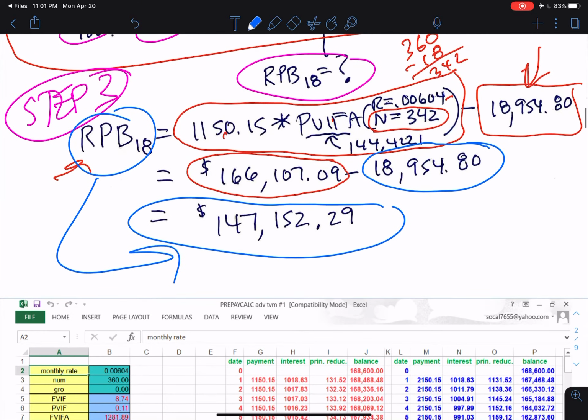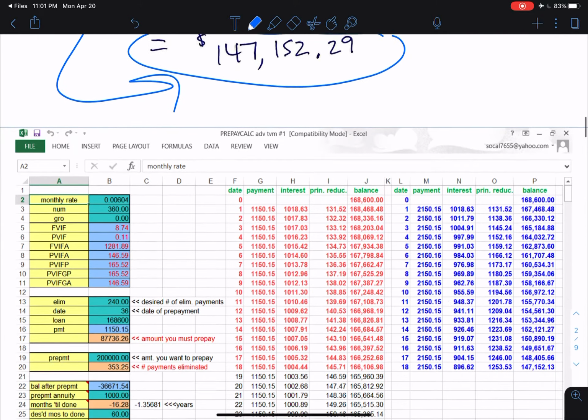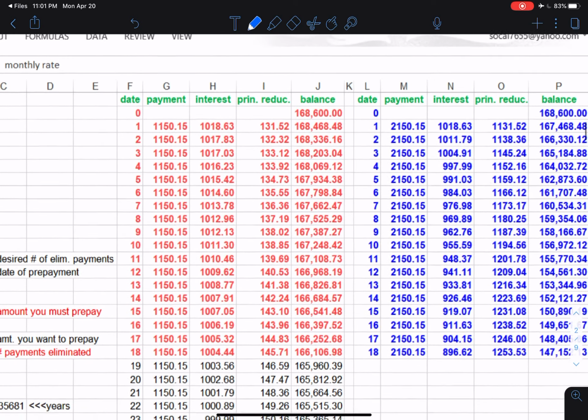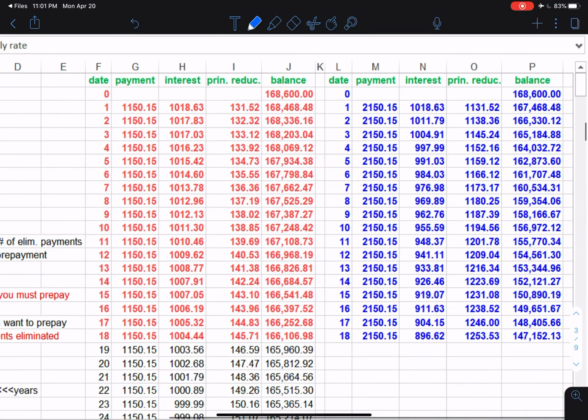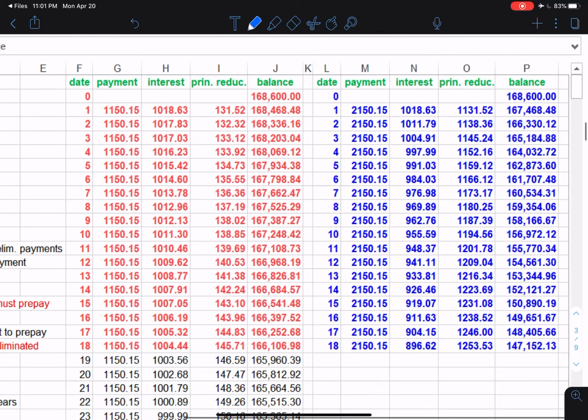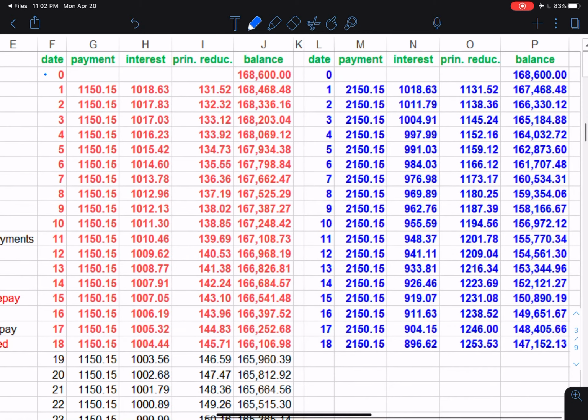But now I'd like to show you and allow you to get even more clarity on this, because this is an important thing to understand. So what I have here is a loan amortization schedule for this loan. In red, we see the case where we had not made the additional payments. And you see here at date 0, we start off owing $168.6, and then at date 1, we make our first payment of $1150.15.